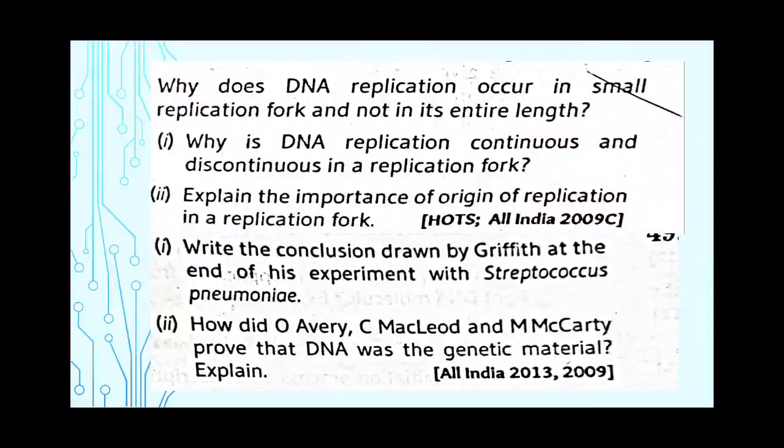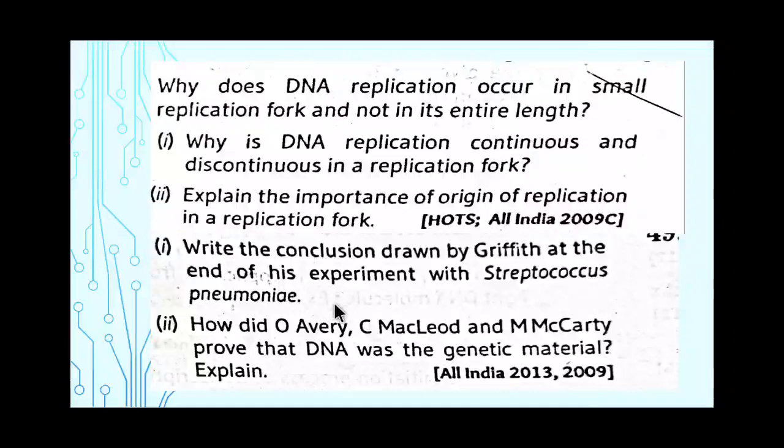Now next is, write the conclusion drawn by Griffith at the end of the experiment with Streptococcus pneumoniae. And the second part of the question is, how did Avery, McLeod and McCarty prove that DNA was the genetic material? And here it is written, explain. Now if this type of question comes, write the conclusion drawn by Griffith at the end of the experiment. Please, this is of 5 marks, both these. Don't just write the conclusion.